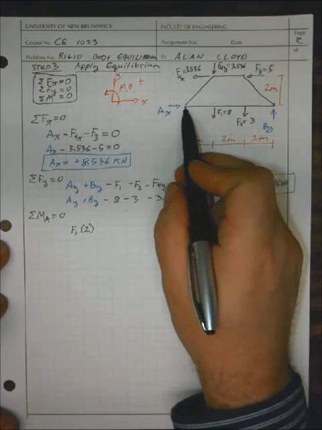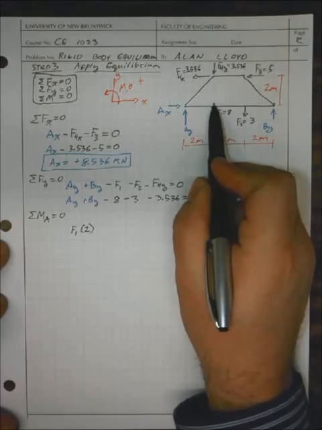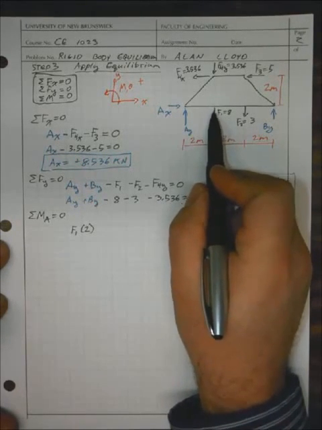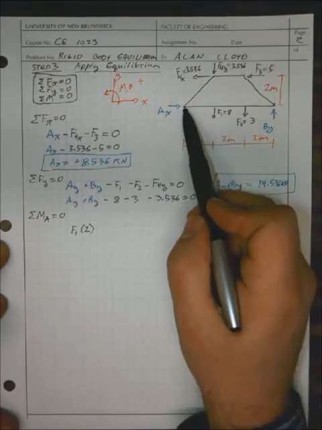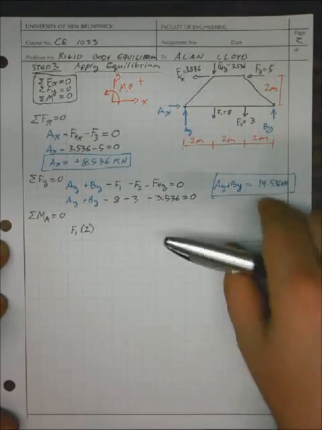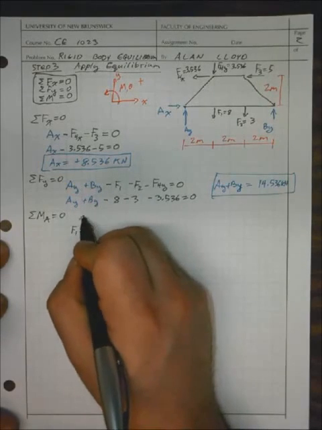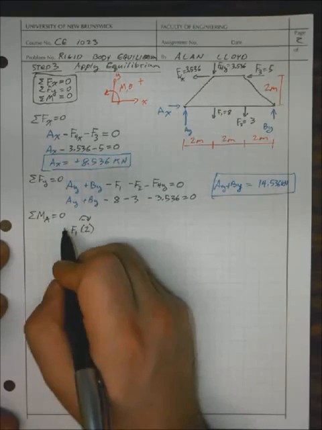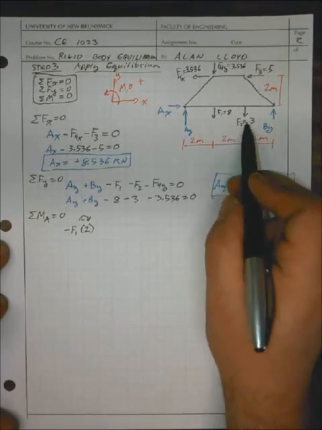So if we're taking a moment about this point here, and we're looking at F1, well, F1 has a 2-meter distance to it, perpendicular to the line of action. And if we were to stick a pin in the paper and hold it at that point, and then rotate the paper according to this force, we would see that this is acting clockwise. It's putting a clockwise moment on this, and we define clockwise as negative, so we add a negative sign to that. And the same thing happens with F2.